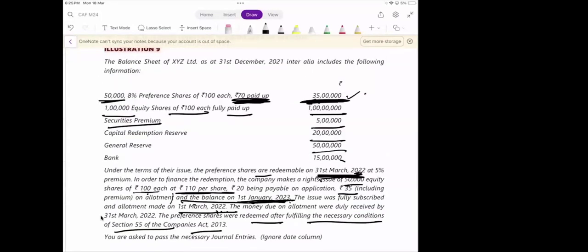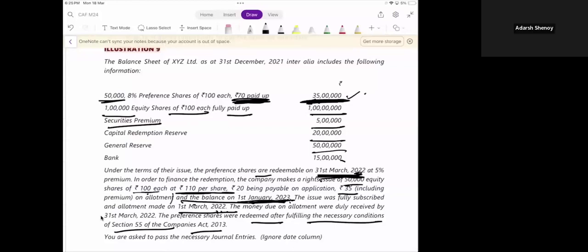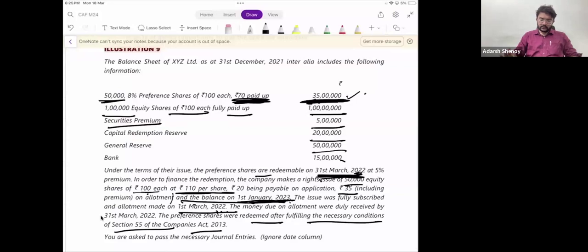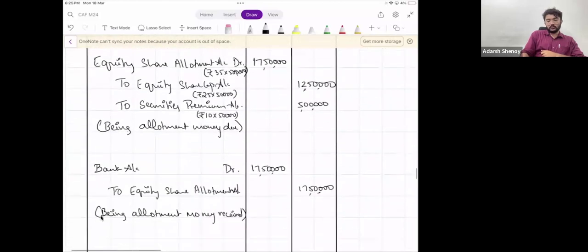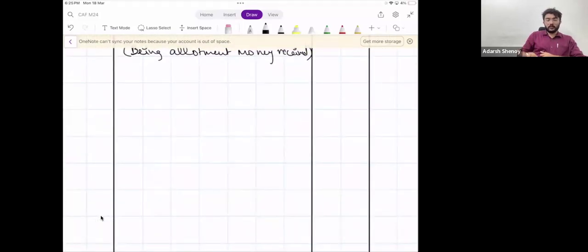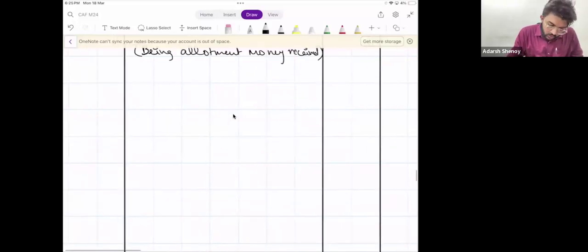Now, as I mentioned, to redeem these preferences, the CRR and so on we will create, that will be done. But the problem is the shares are not fully paid yet. It's partly paid shares. Out of 100 rupees, only 70 is paid. So we will first have to make the final call, receive that money, and then repay the shares, because as per section 55, I cannot redeem preferences which are partly paid. So now let's do the call.